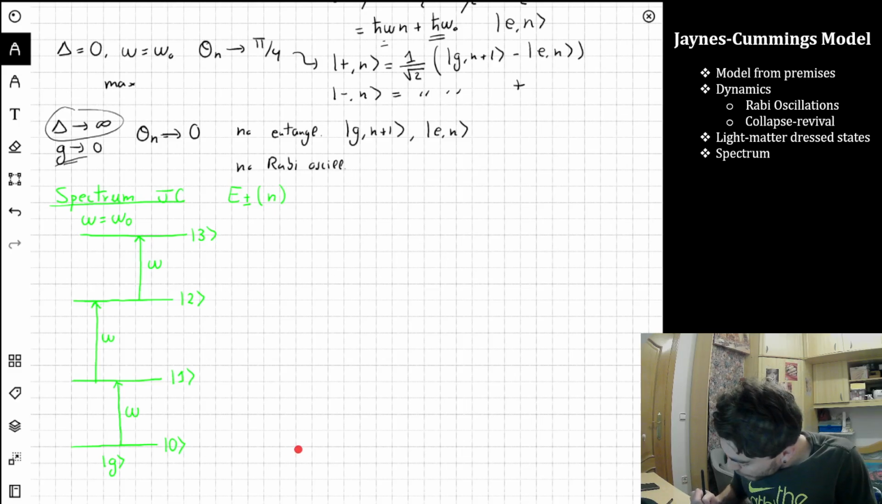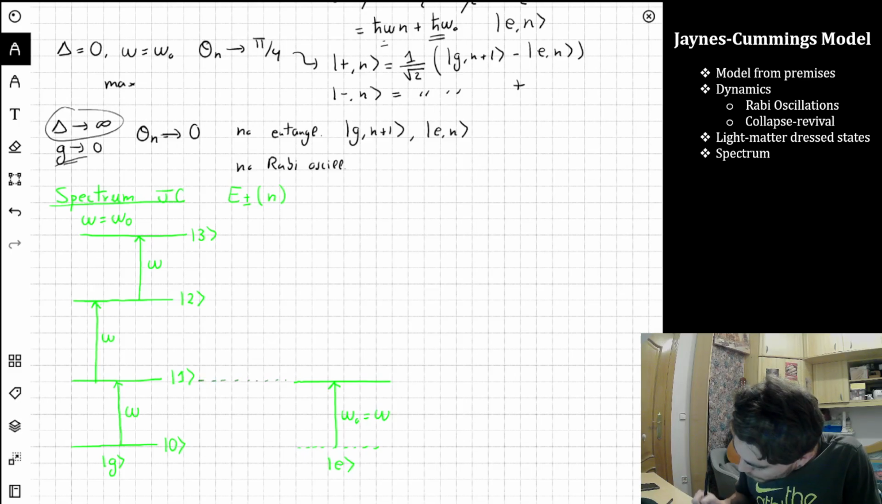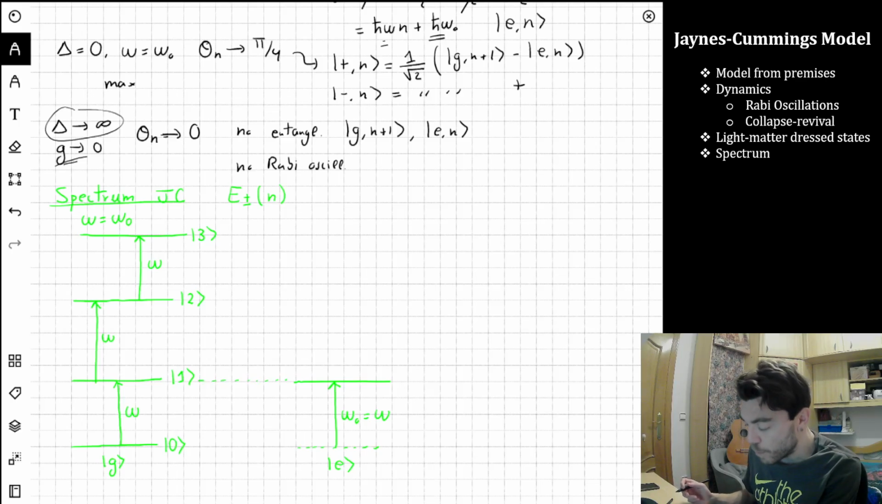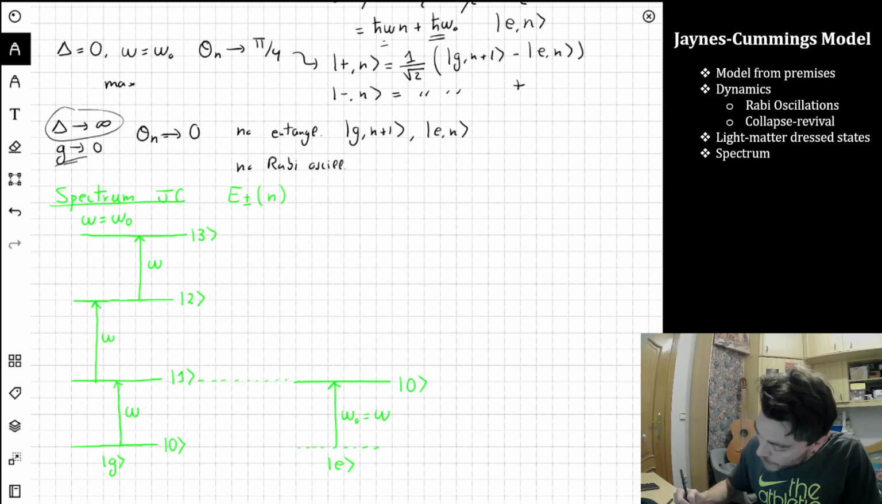Then on the other side I will have the excited states, and now this is the excited state energy, but actually the excited state has some energy which is omega 0, but we are considering that it's the same as omega, so these two lines are at the same height. These two lines are at the same height, so they are degenerate states if omega is equal to omega 0. And this is the state with 0 photons in the cavity, but the excited state. Then we will have 1 photon in the cavity and the excited state, that of course this is omega. And then we will have 2, etc., etc.